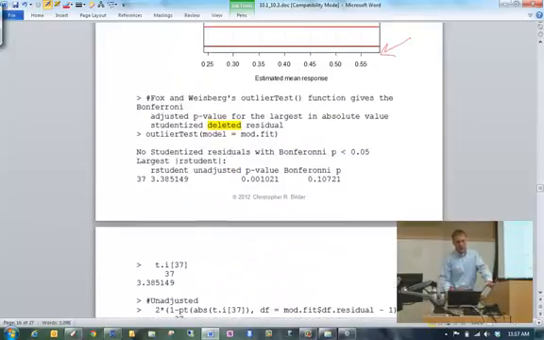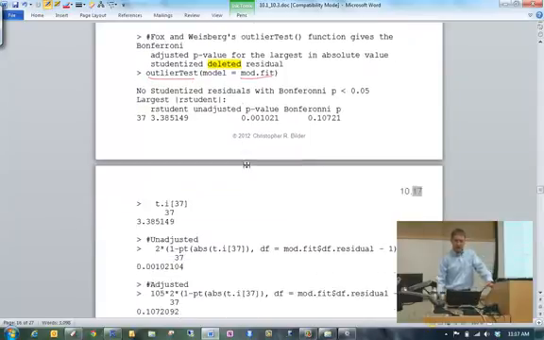So to actually use the function called outlierTest, just say model equal mod.fit. And what it's going to do is find the largest in absolute value studentized deleted residual. Notice how it says rstudent here. Remember how the rstudent function finds the studentized deleted residuals.